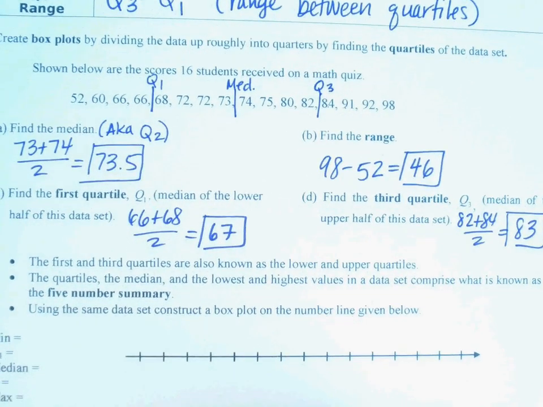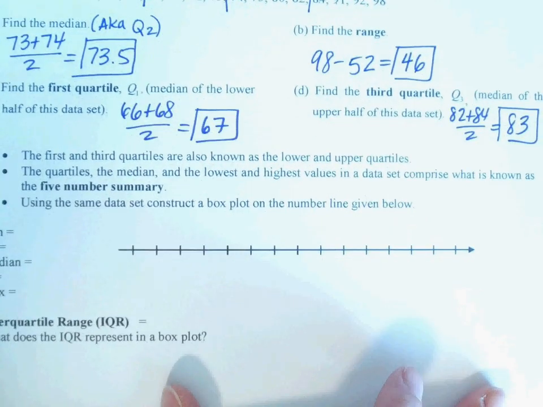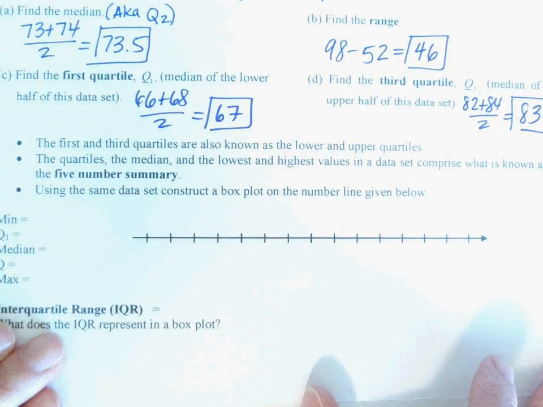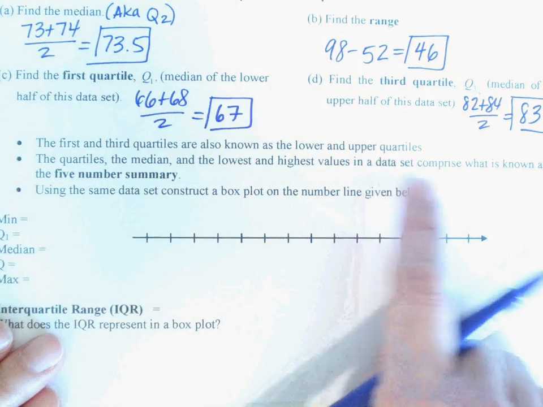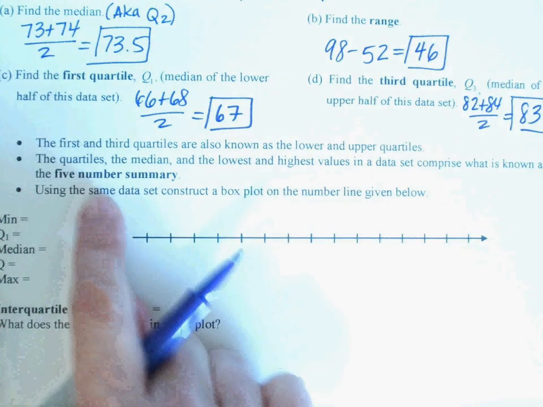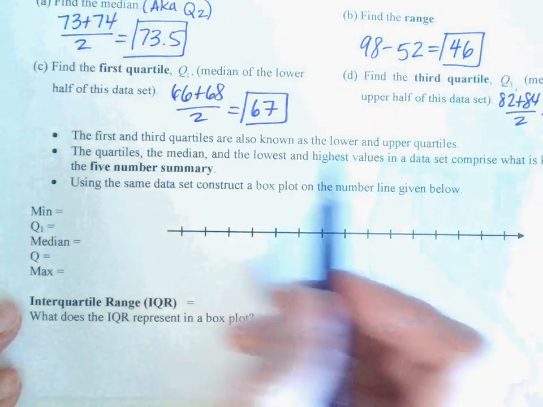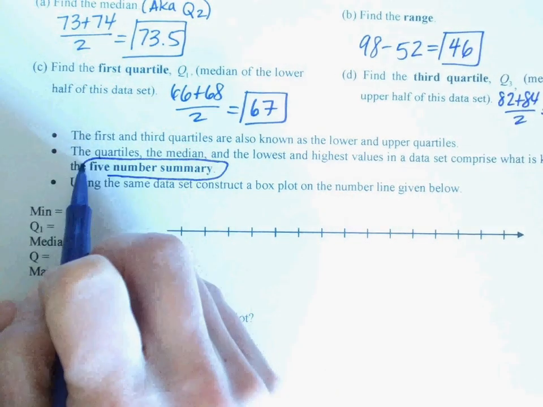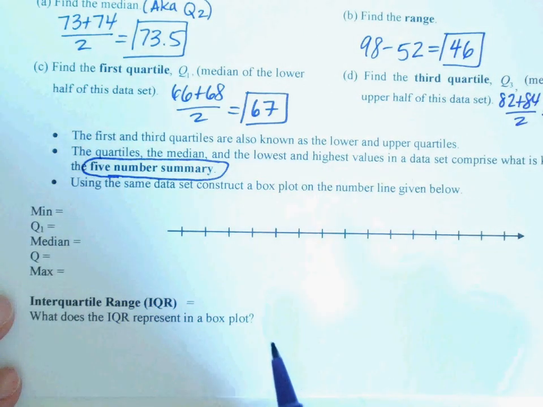So now we're going to take this information and create our box plot. The first and third quartiles are also known as lower and upper quartiles, which we have in our definitions up above. The quartiles, the median, lowest, and highest values in the data set comprise what is known as a 5-number summary. So 5-number summary is an important definition to know. I will be referring to this quite often. Okay, the 5-number summary is this right here.